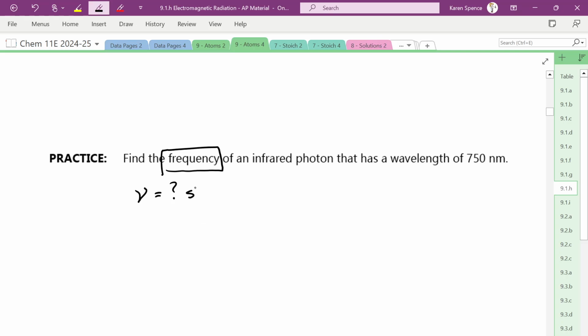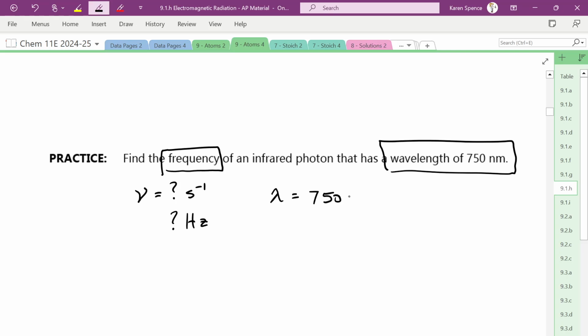Seconds to the -1, or hertz. I think this one asks for it in hertz, but I'm not sure. We have a wavelength of 750 nanometers. And we have a formula that relates those two quantities, right?